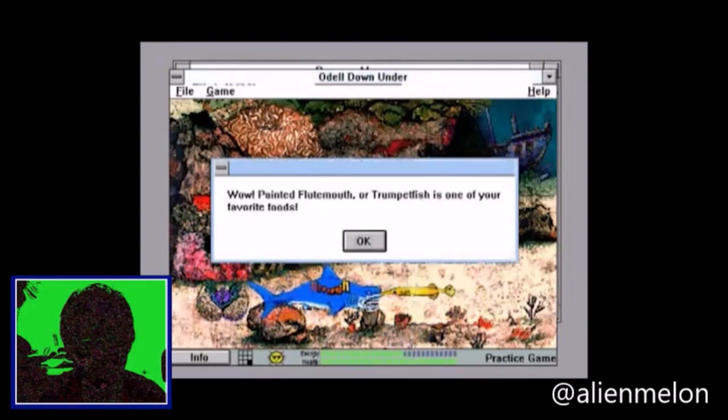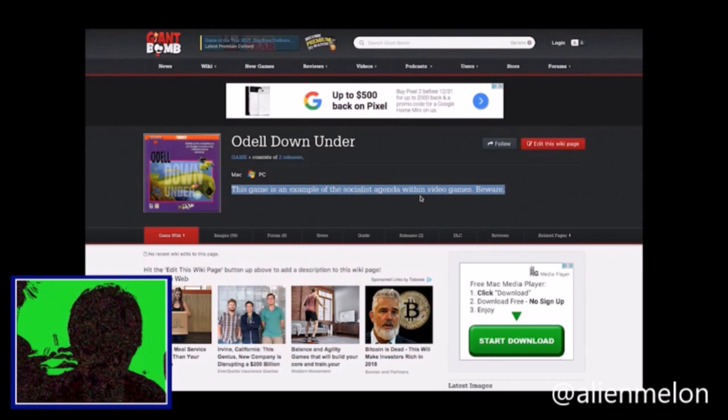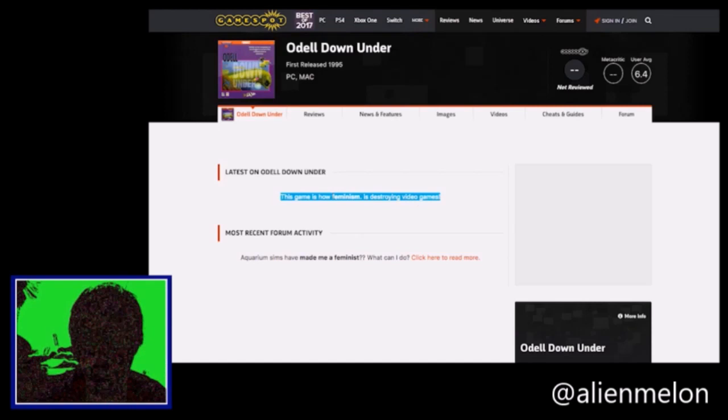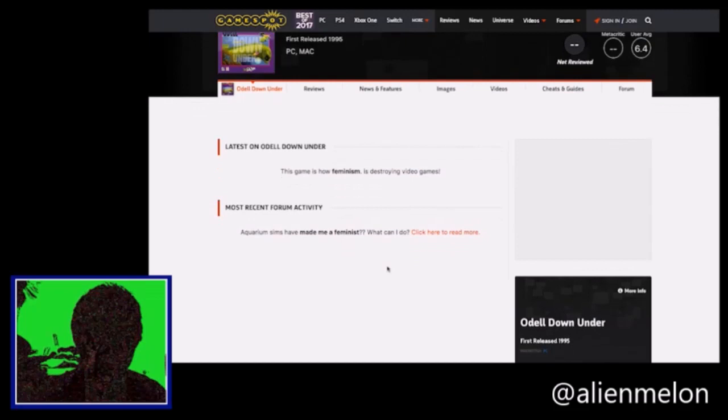Commentary ranged from it being an example of the socialist agenda within video games to why feminism is destroying games through fish simulation. Although this writing eventually faded into obscurity and it is now impossible to find references to any of this, Odell Down Under is more widely known as an aquarium sim and not actual accurate social commentary.